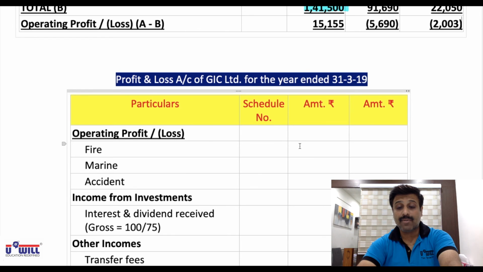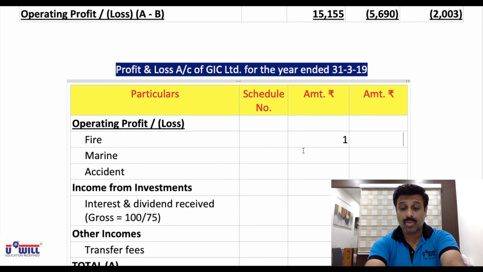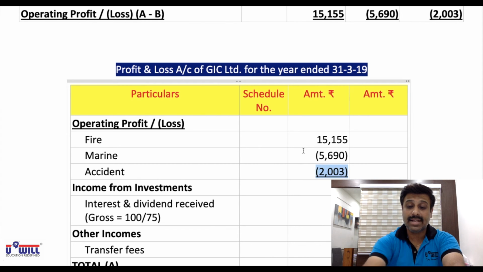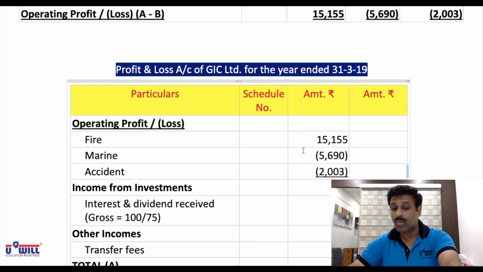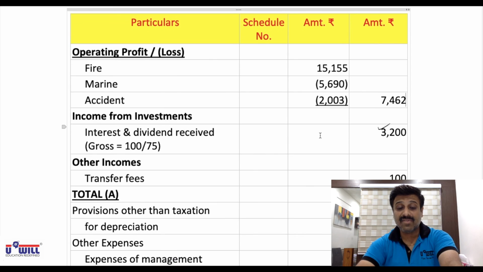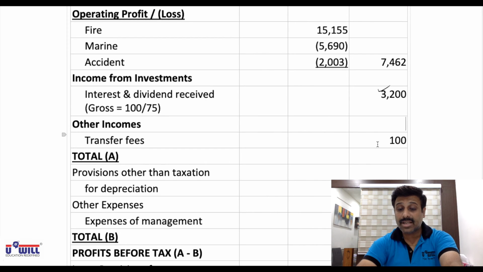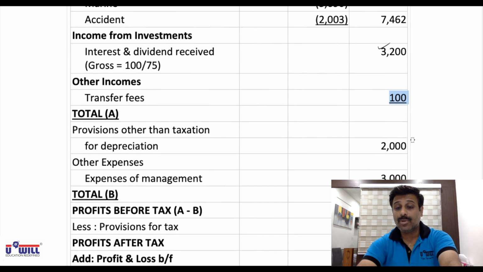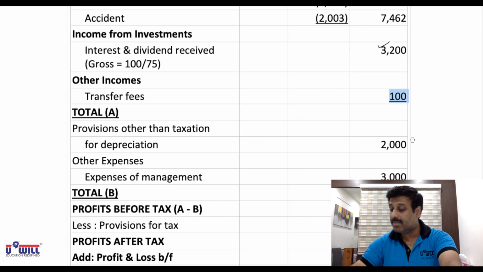Now these amounts will carry forward in profit and loss account. So 15155, then 5690, then 2003. So total in the outer column what we will get is 15155 minus 5690 minus 2003, that is 7462. Now 7462 plus 3200 plus 100.